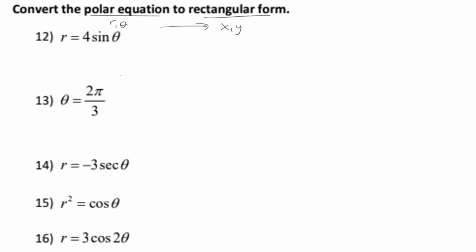Sometimes you'll see cosine theta by itself, with no r in front of it, and the same thing with sine theta. So our goal is to put an r in front by either multiplying or dividing. Let's see how that works.